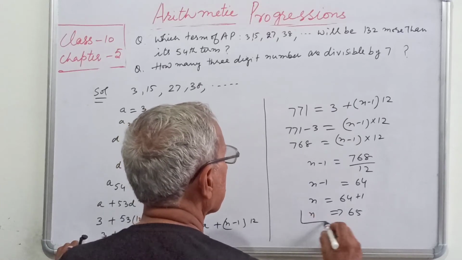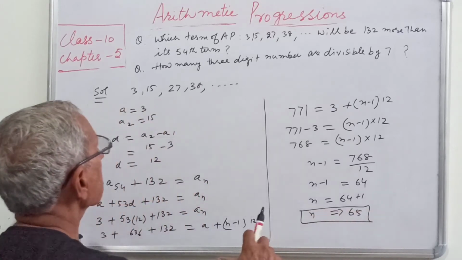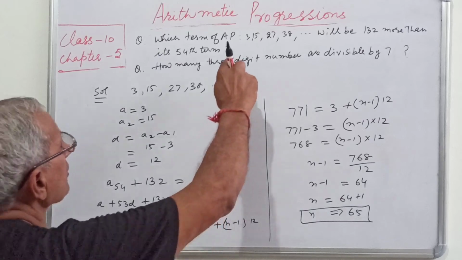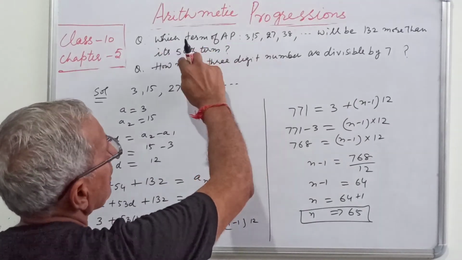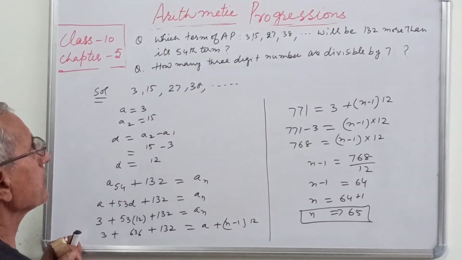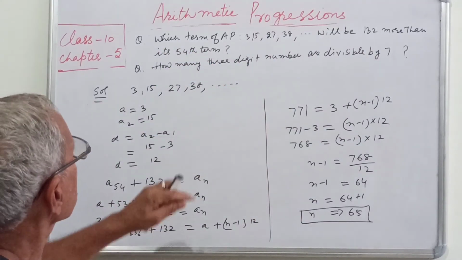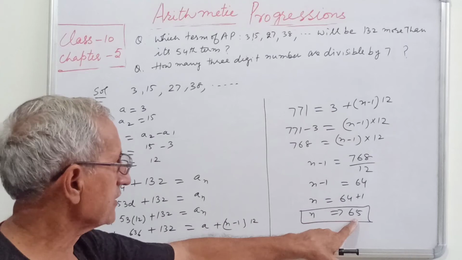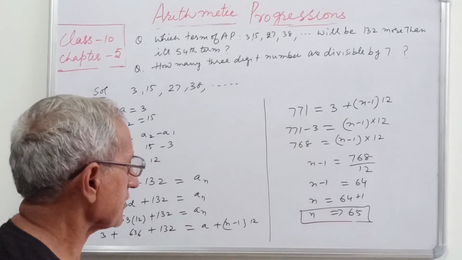So the value of n is 65, which means the 65th term of this AP will be 132 more than the 54th term. The answer is 65.